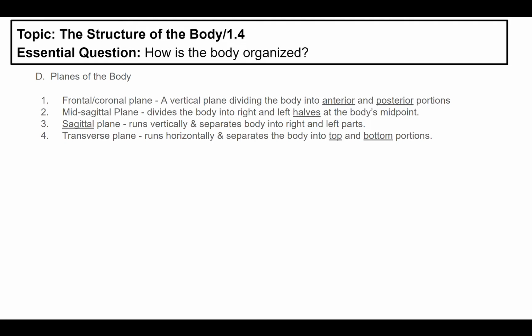So a frontal or coronal plane is a vertical plane that will divide your body into anterior and posterior portions. Imagine yourself standing in anatomical position, and you have a plane that runs from your right arm to your left arm. It cuts across and divides you into front and back portions. That is your anterior and posterior, or your frontal or coronal plane.